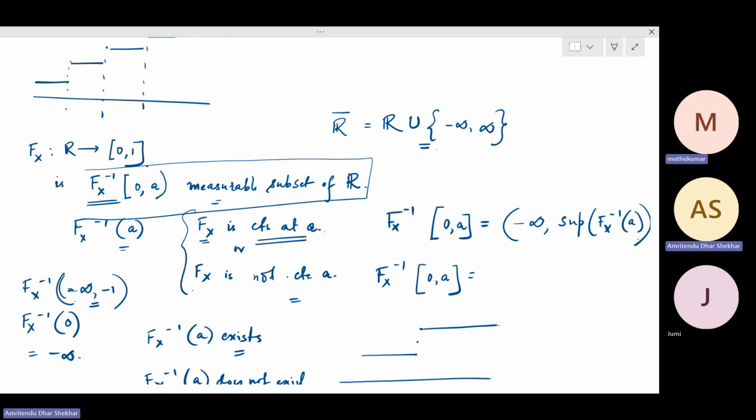I mean, generally don't, only if it is an extended real line, right? Yeah, if it is an extended real line, then definitely.